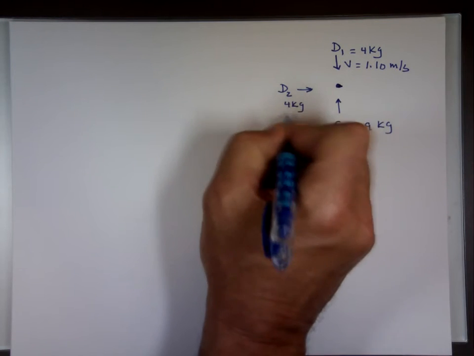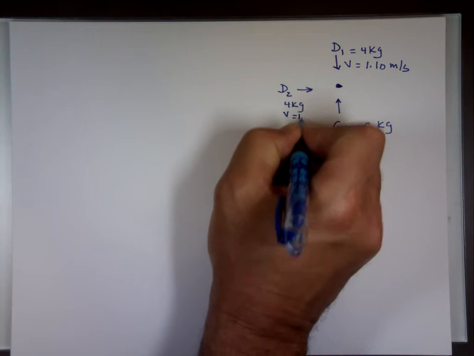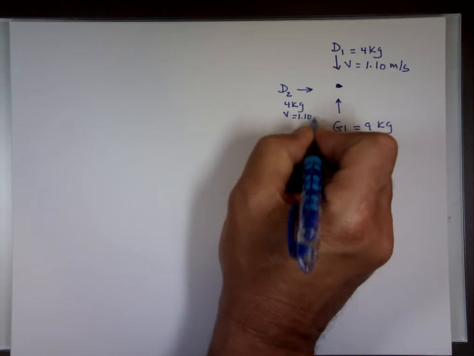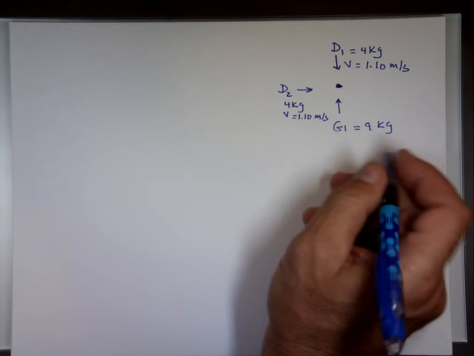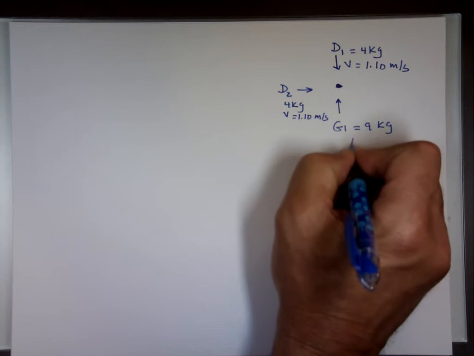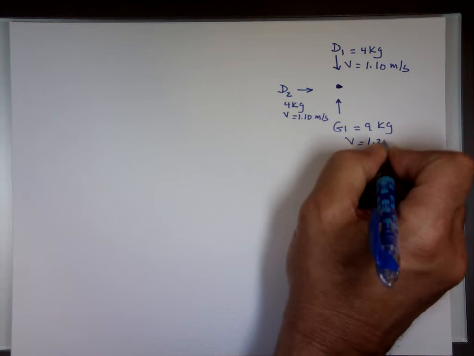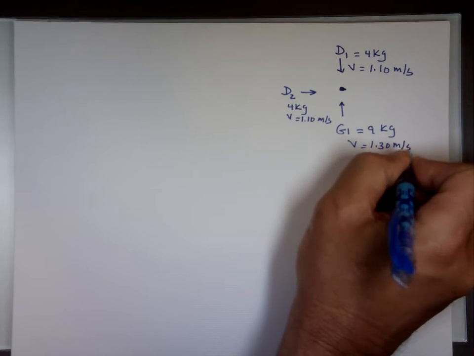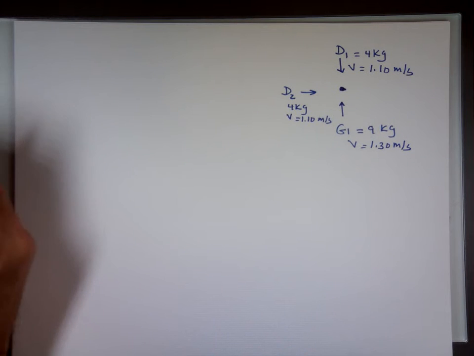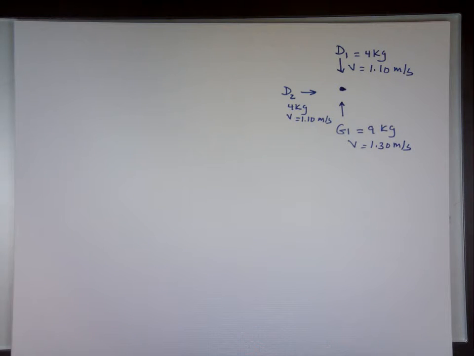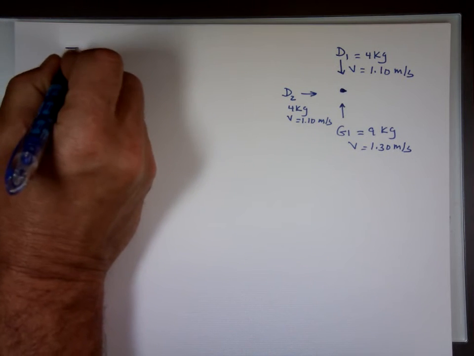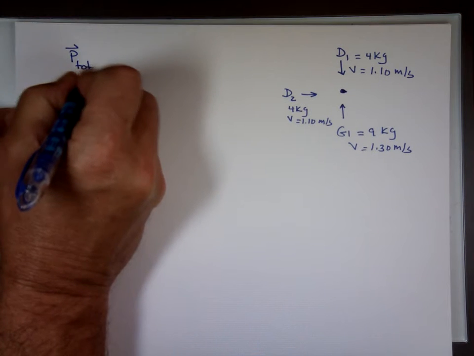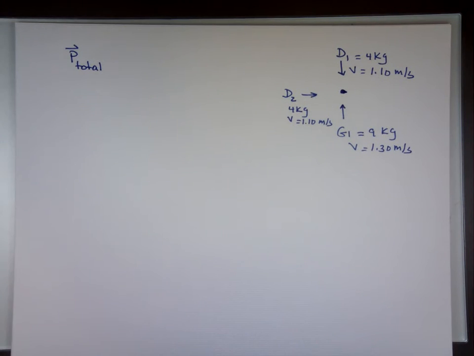Velocity here, 1.10 meters per second. But the goose here, we have only one, I keep saying geese, has a velocity of 1.30 meters per second. A little bit faster, heavier and faster. And the question: find the total, we're looking for the combined linear momentum.